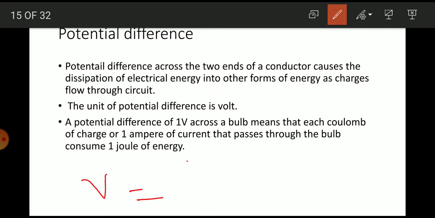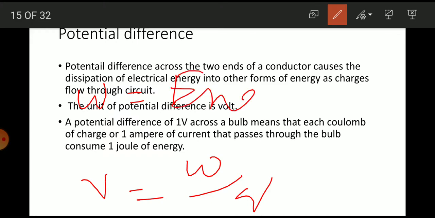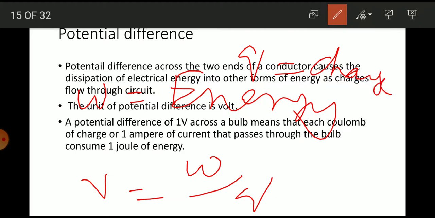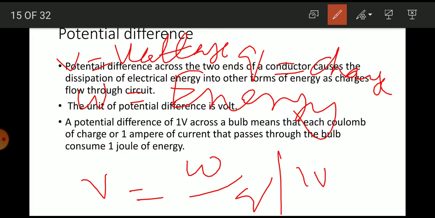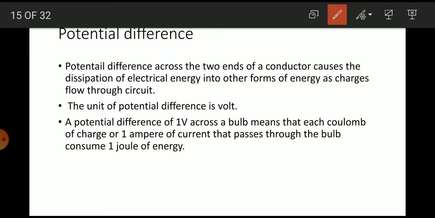V is equal to W divided by Q. W is energy, Q is charge, V is voltage. So 1 volt is equal to 1 joule per coulomb. V is equal to W divided by Q, so W is equal to QV.